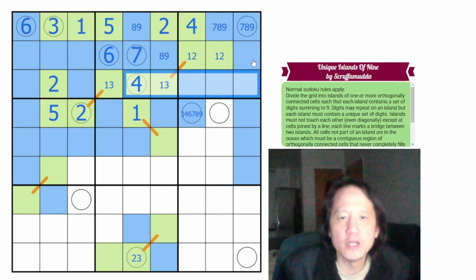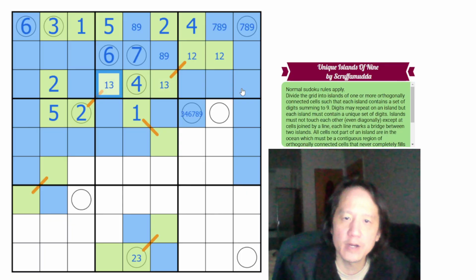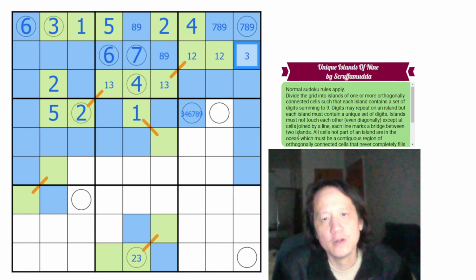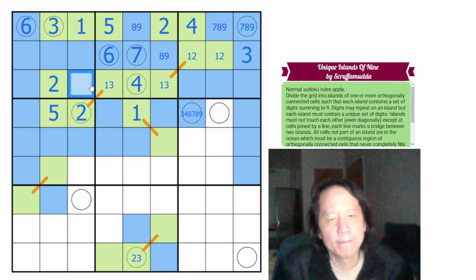Where is the 3 in box 3? Cannot be any of these 3 cells because of the 1, 3 pair. Cannot be these 2 because these must add up to 7. Can't be here because of this 3. Therefore, it must be here. Therefore, this is a 3.